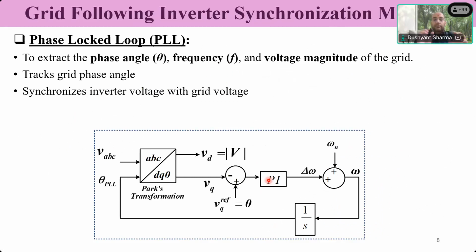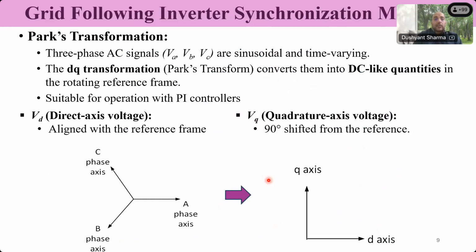So you see here, we have a phase locked loop, and it gives me two quantities, VD, which is the D axis voltage, and VQ, which is the Q axis voltage. Now, what are the D axis and Q axis? Let's see this. We have a Park's transformation, which converts ABC three-phase quantities like Vm sin omega t, Vm sin (omega t minus 2 pi by 3), Vm sin (omega t plus 2 pi by 3).